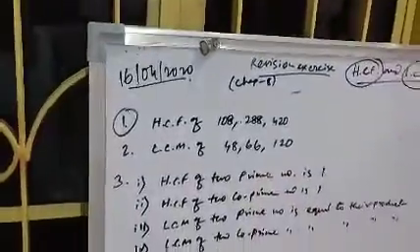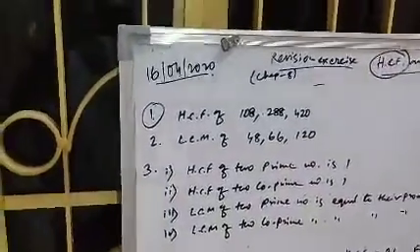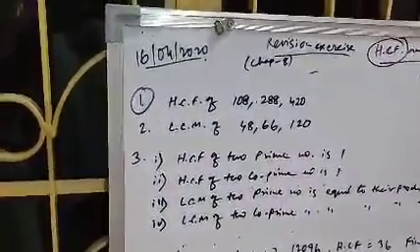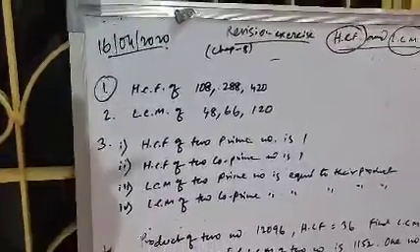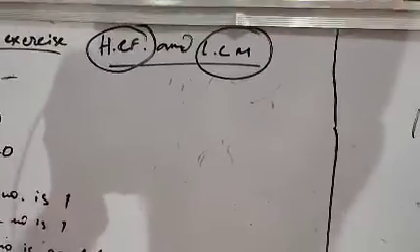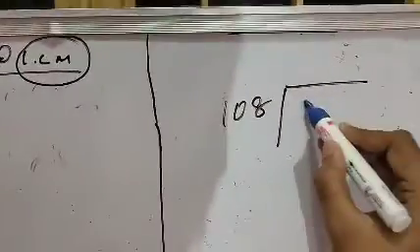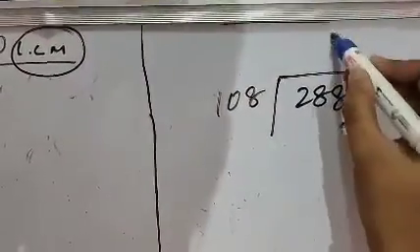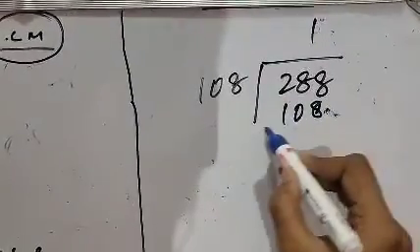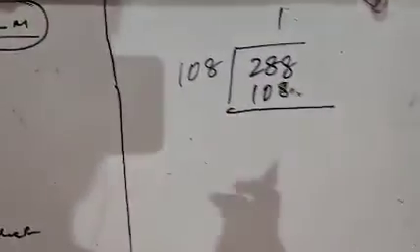HCF of 108, 288 and 420. We have to find out the HCF of 108, 288 and 420. Okay, so let's do it. 108, 288. We will go by division method.